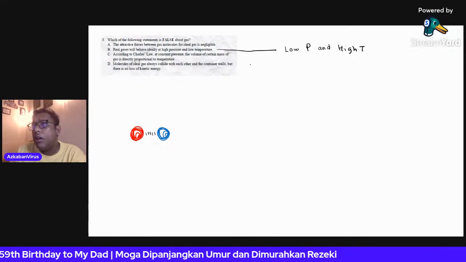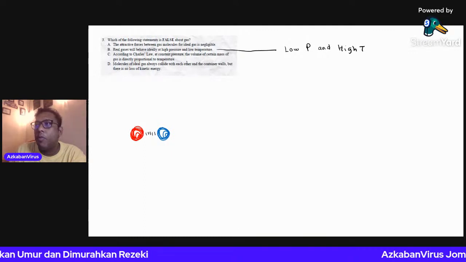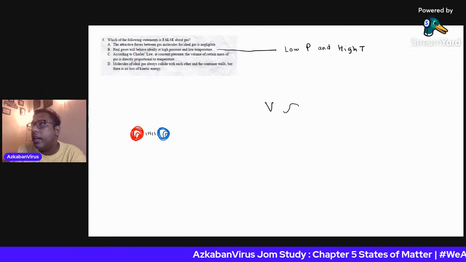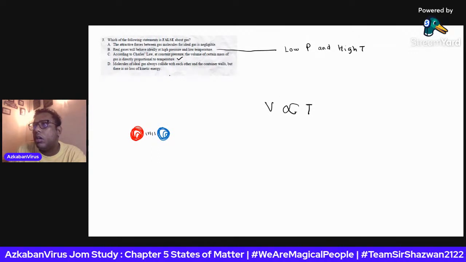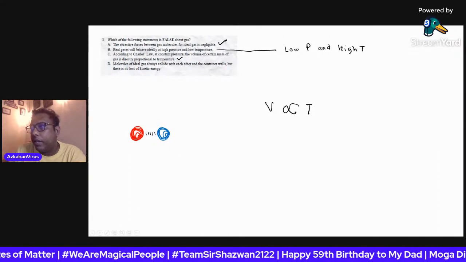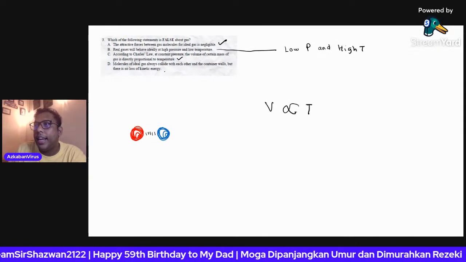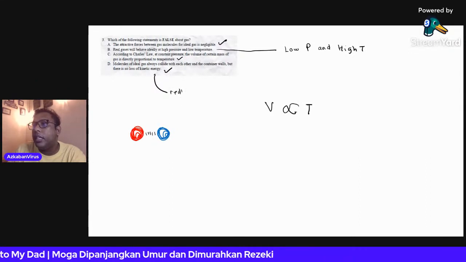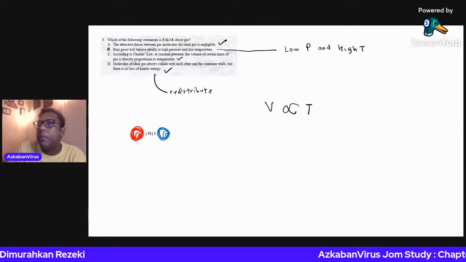According to Charles' law, at constant pressure, the volume of a certain mass of gas is directly proportional to the temperature. Ini betul. Molecules of ideal gas will always collide with each other and container walls, but there is no loss of kinetic energy. Ini pun betul sebab bila dia berlanggar tu, dia hanya redistribute balik energi dia saja. So jawapan dia adalah B.